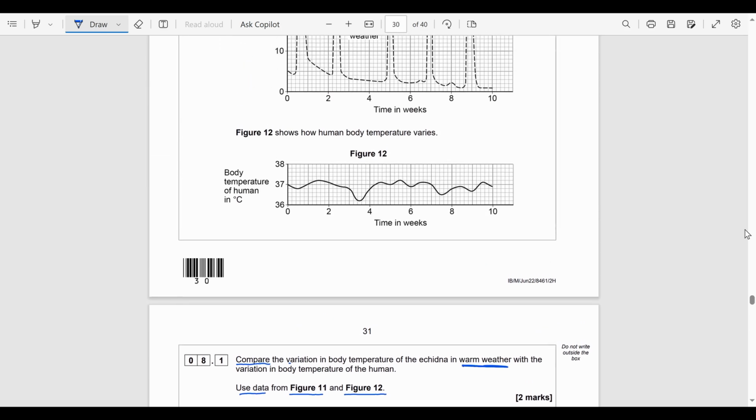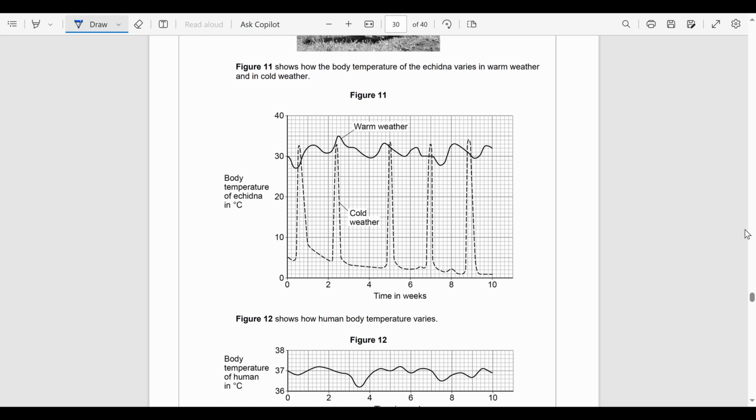So let's start with the echidna in warm weather then. So we're looking at how it varies. So the temperature starts at 30 degrees. The best thing for us to do next is to see where it ends, because that gives us an idea of variation. So it ends just there, and using the scale, that is going to be 30 to 33 degrees. So it ends at 33 degrees there. The other way that we can compare the variation is by seeing how much it goes up by in terms of its greatest increase and its greatest decrease.